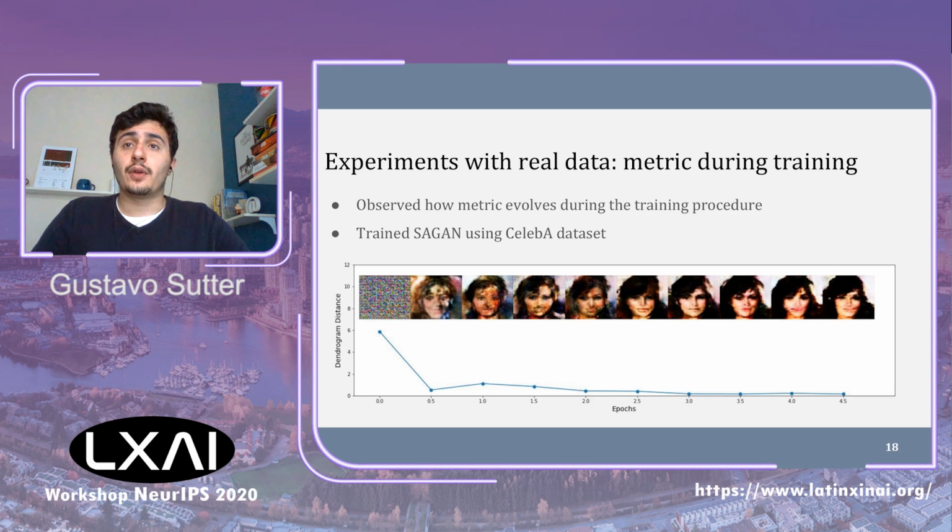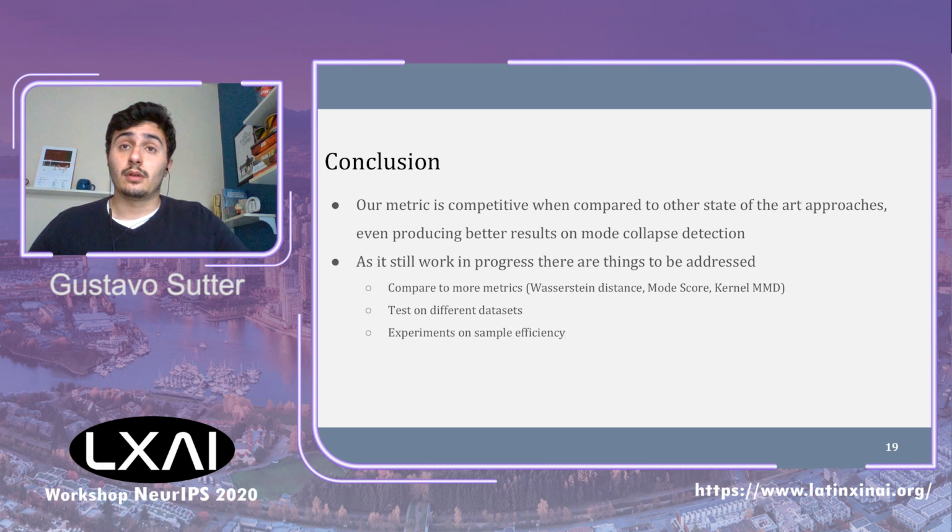Another thing that we observed was how our metric performs when we are training a model, how it demonstrates the convergence of the generative model. Here we have a SAGAN trained on CelebA, and we are plotting the result of our metric during the whole training procedure. You can see here that it follows the convergence of the images. However, it has some fluctuation due to this network. This Inception V3 network is trained on ImageNet, so it doesn't do well on this data set, which is composed mainly of faces.